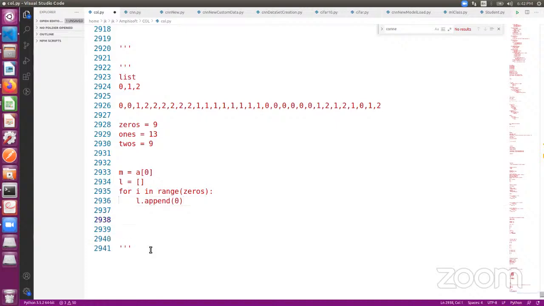In Python, to make it simple, what we can do is L is equal to 0 into zeros plus 1 into ones plus 2 into twos. Okay. So instead of putting a for loop, we can do this also.